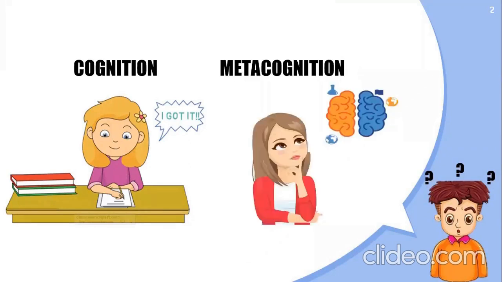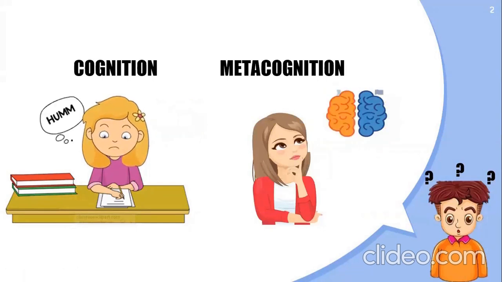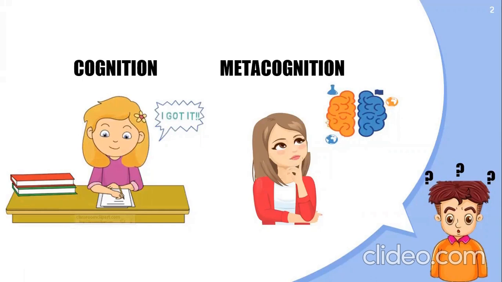Whereas metacognition implies that we are planning our mental processes, or organizing our mental processes, in order to complete the task. That is, we are thinking about our thinking.